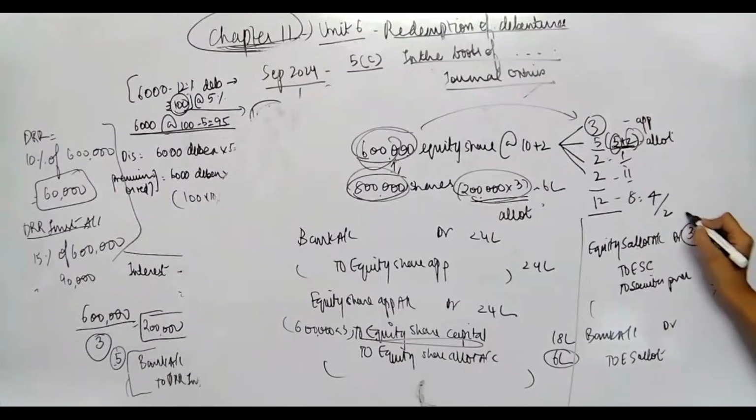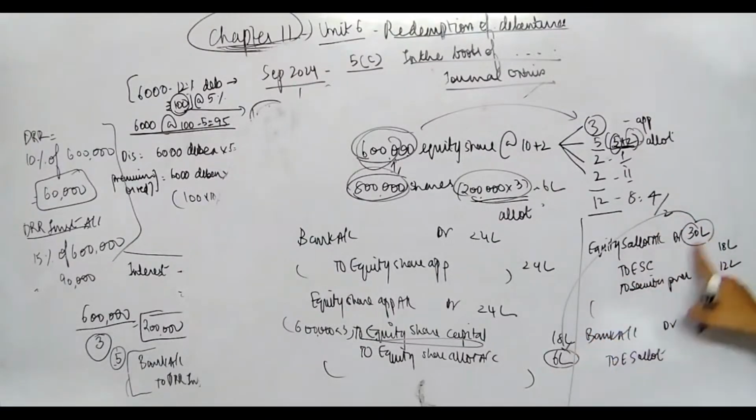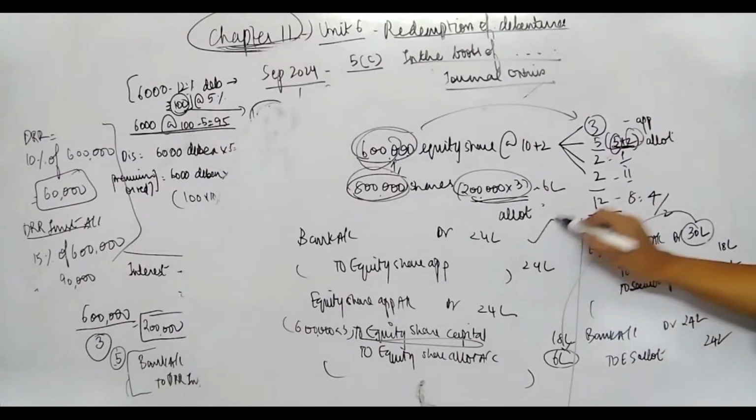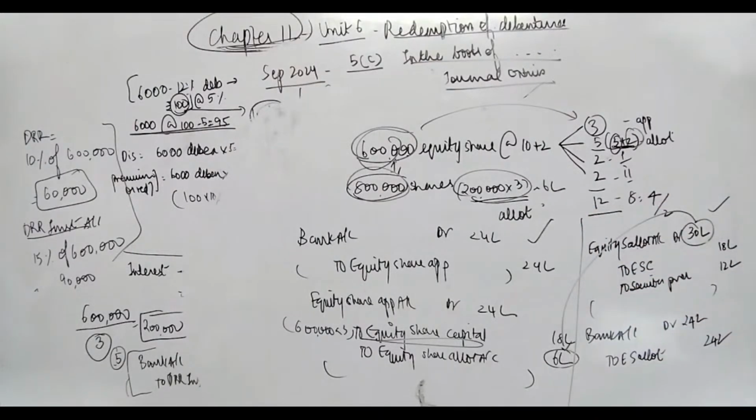Then when I go to the bank account, it will be equity share allotment. 30 lakhs you cannot ask because earlier you received 6 lakhs. So 30 minus 6, 24 lakhs will come into the picture now. So these are the 2 entries for application. These are the 2 entries for allotment. That's all.